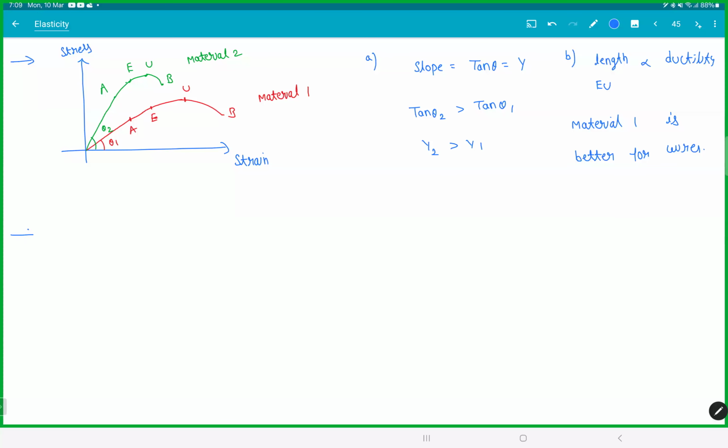The second thing they'll ask you is like this: in which region are forces conservative?